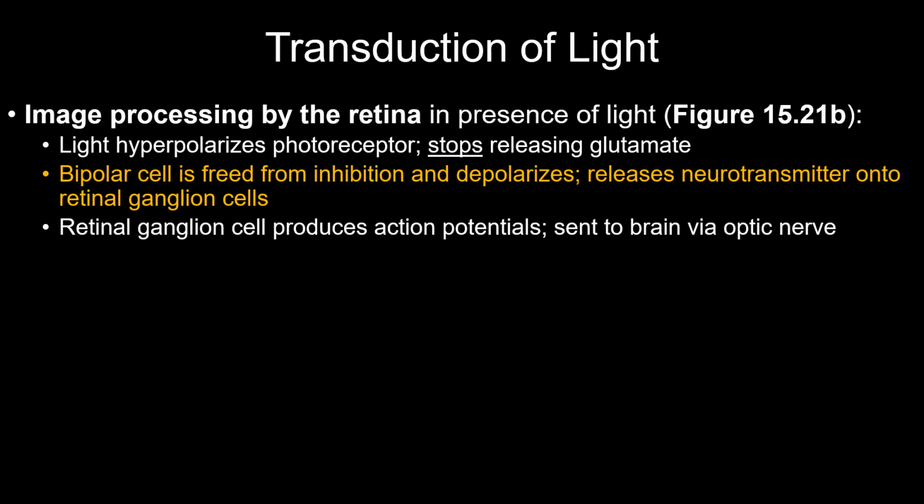And then when these retinal ganglion cells are stimulated by these bipolar cells, these are going to generate action potentials. And these axons of the retinal ganglion cells collectively form the innermost layer of the retina, and as they exit the eyeball, they become cranial nerve number 2, the optic nerve.